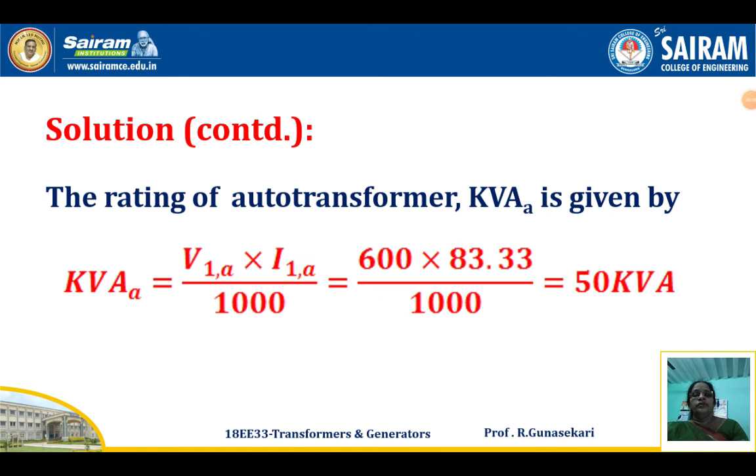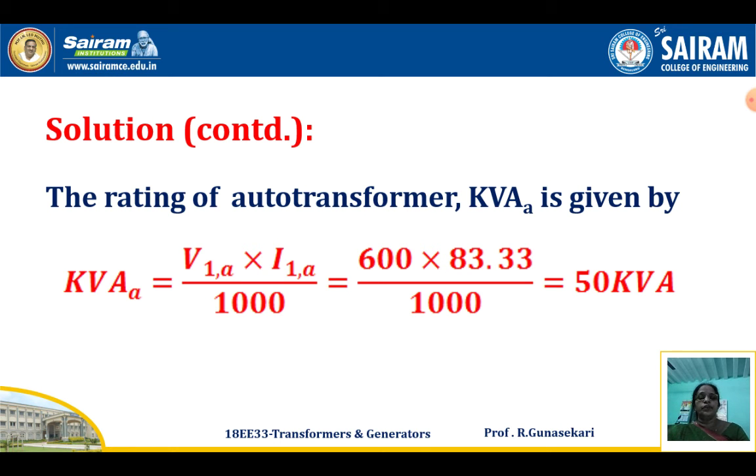Then we find the rating of the auto transformer, that is the kVA rating. Normally an auto transformer, two winding transformer or three winding transformer is represented by kVA. How do we get kilovolt ampere? We know the voltage and ampere, and if we multiply both values we get volt ampere. To get kVA, divide by 1000. So the formula for the auto transformer is kVA equals V1 I1 divided by 1000. This 1000 means VA is converted into kVA.